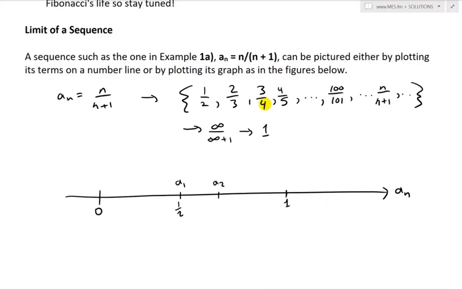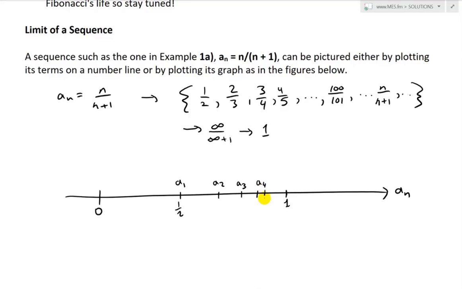Then the 3/4 is going to be at the 3/4 mark, so a3, and then a4 is 4/5, and 4/5 is going to be somewhere around here, a4. Actually, it's going to be a bit bigger than that. It's going to be somewhere around here, a4, and then a5 would be somewhere across like this.